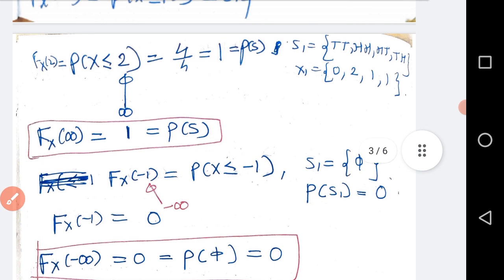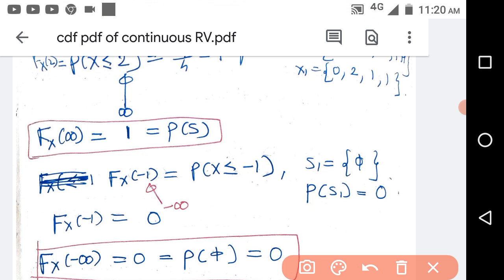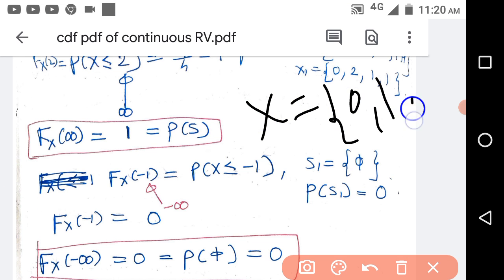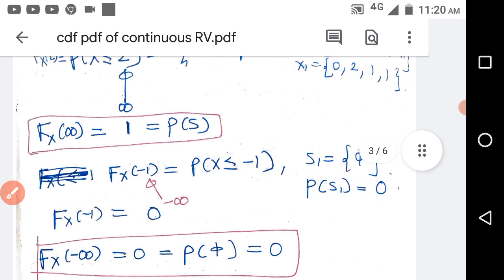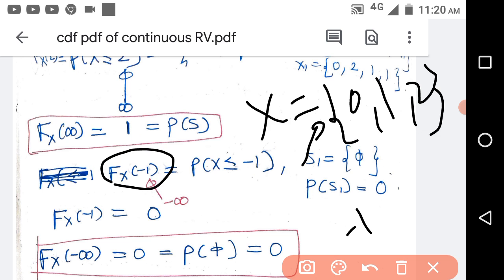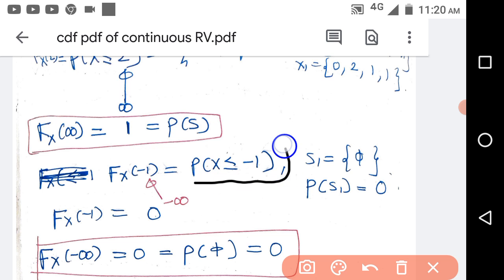Let us take another property of the CDF. We know in our case X takes the values 0, 1, 2, so the minimum value of X is 0. Suppose you take it as minus 1, the value beyond 0. If you find the CDF at minus 1, it is the probability X less than or equal to minus 1.